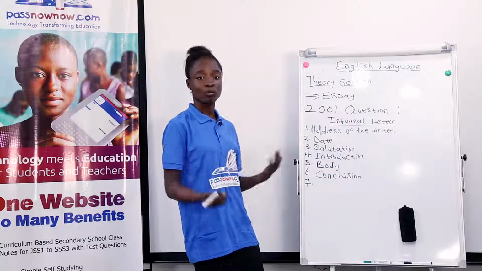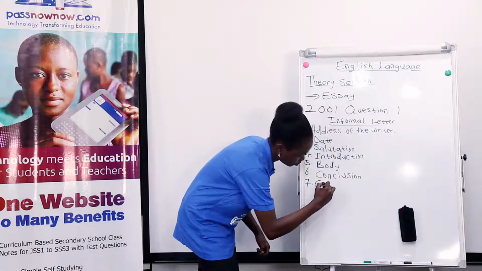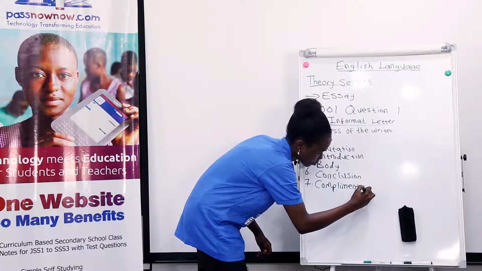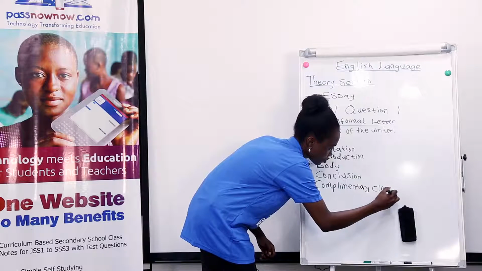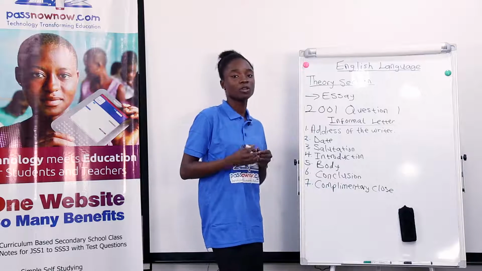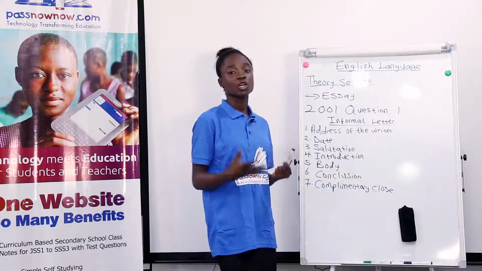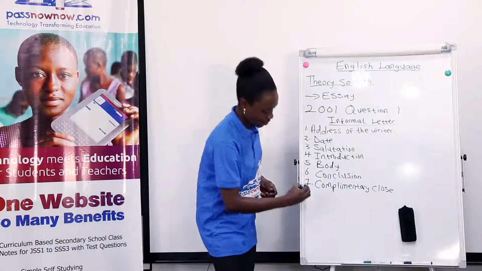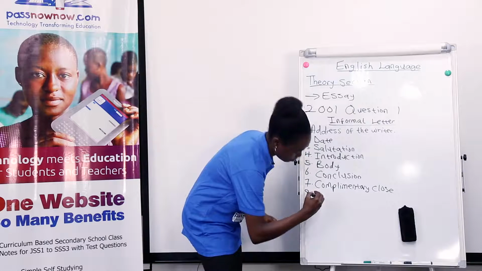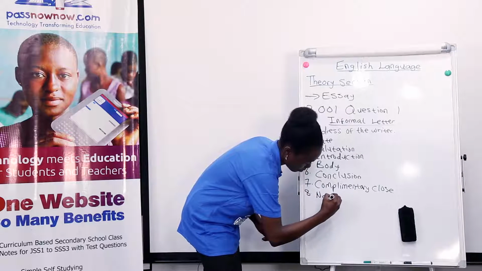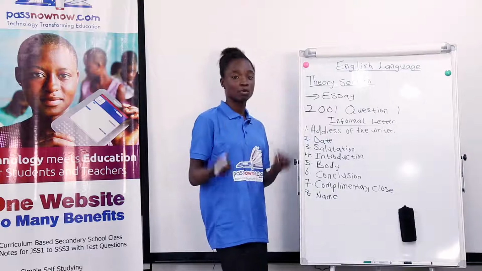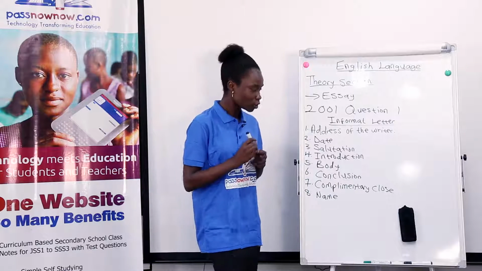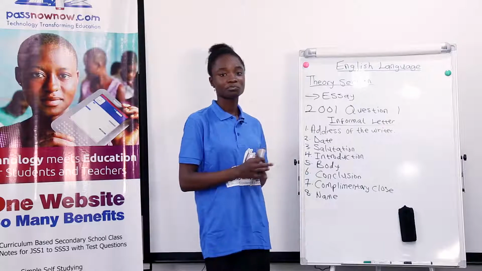Then you have the complimentary close. The complimentary close should be in the form of Yours sincerely, Yours, and so on. And then finally, your name. This should be your first name only. You don't have to add your surname since it's an informal letter. So that's the structure of an informal letter.